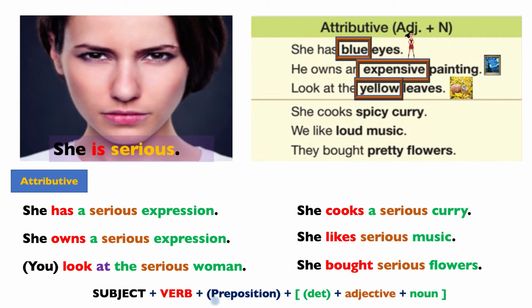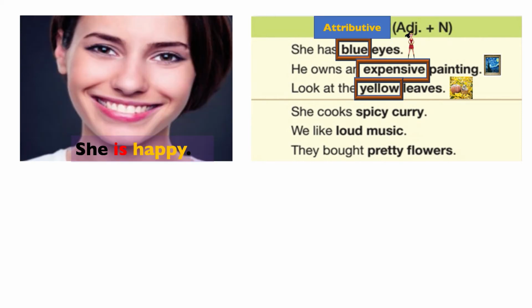Alright, so these ones are subject, verb, sometimes preposition. And then determiner, right? Determiner, optional if it's a plural or uncountable. Noun. And then adjective plus noun. So some of the stuff you learnt from before.